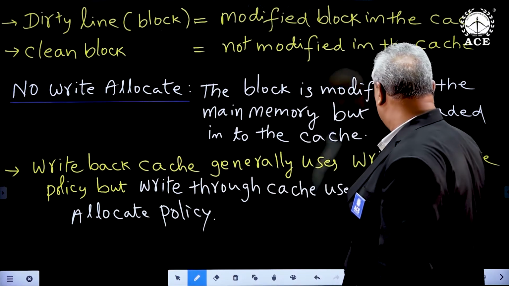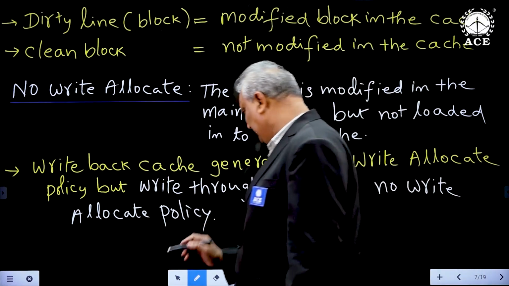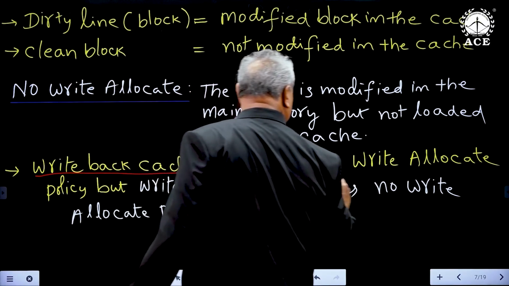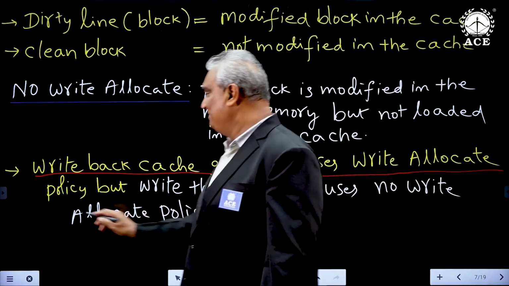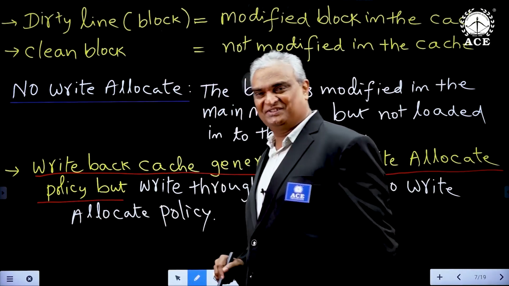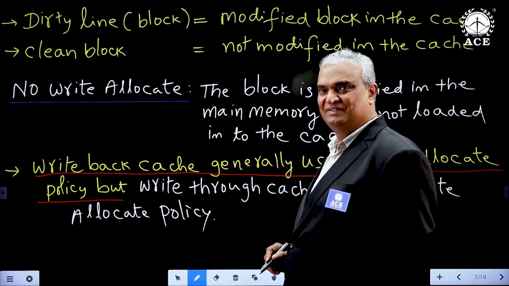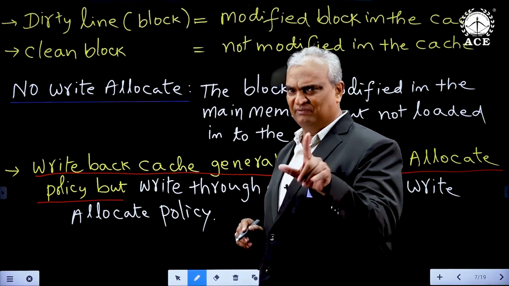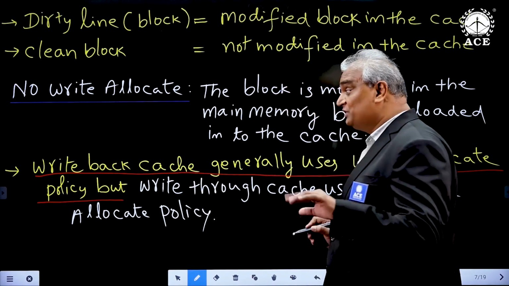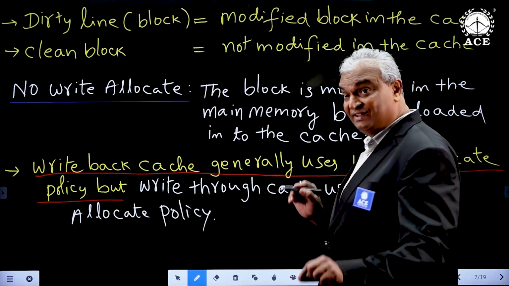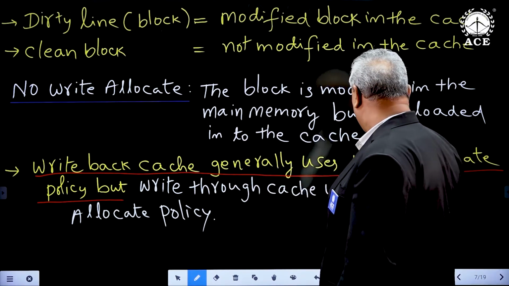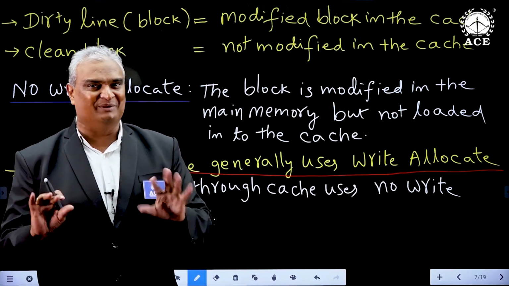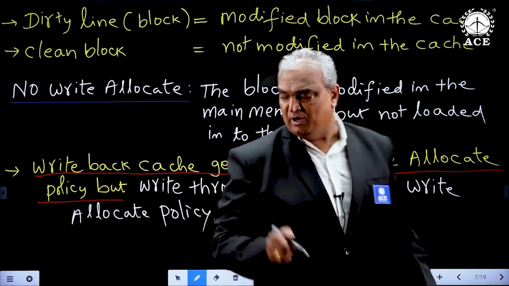Write back cache generally uses the write allocate policy. Very, very important. Write back caches means the target block is placed only in L1. Generally they use which type of policy? Write allocate. Write through cache uses the no write allocate policy. After watching this, come to one conclusion.